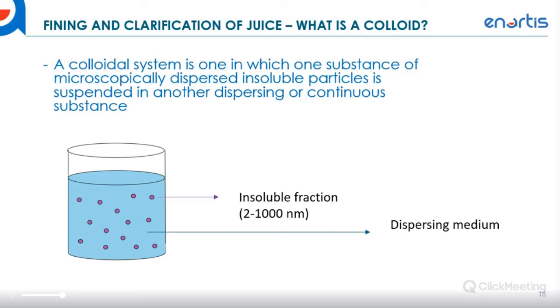So, fining and clarification of juice. Now we're going to talk about what colloids are, a colloidal system. Juice is a colloidal system, which is essentially when you have an insoluble fraction which is dispersed and suspended inside of another dispersing or continuous substance. So a grape juice itself is a colloidal system. You have an insoluble fraction, which is something like proteins, pectin, polysaccharides. It's some charged compound that's insoluble and very small, and it's basically dispersed in a liquid.